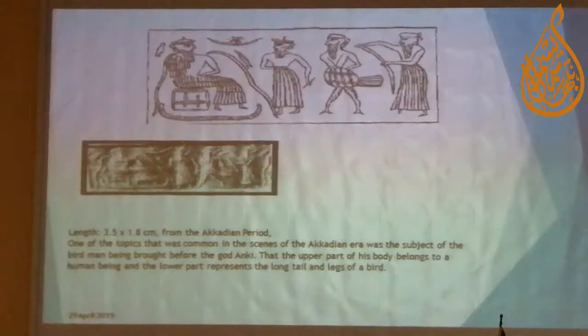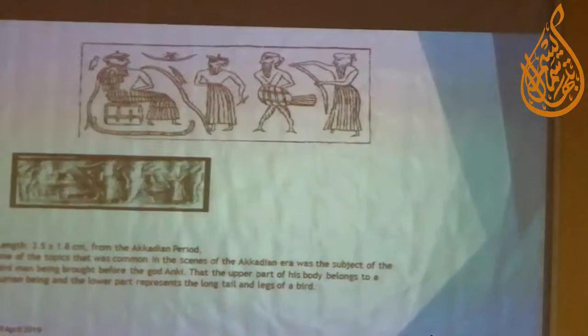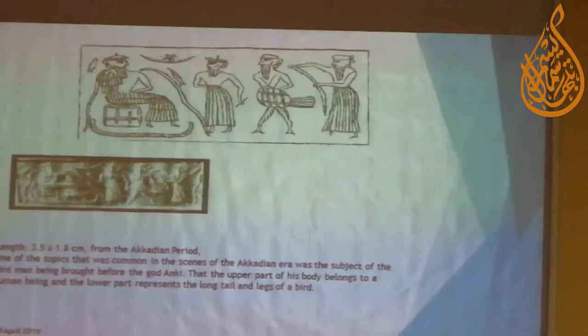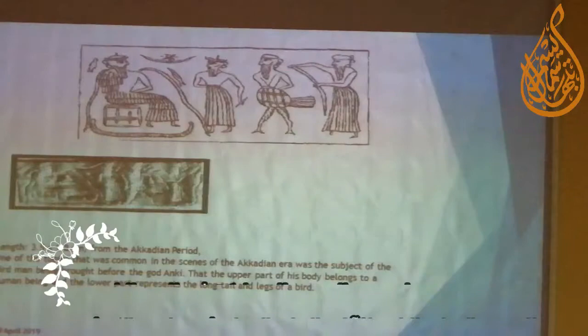One of the topics that was common in the seals of the Akkadian era was the subject of the third man being brought before the God, God King. The upper part of his body belongs to a human being and the lower part represents the long tail and the legs of a bear.